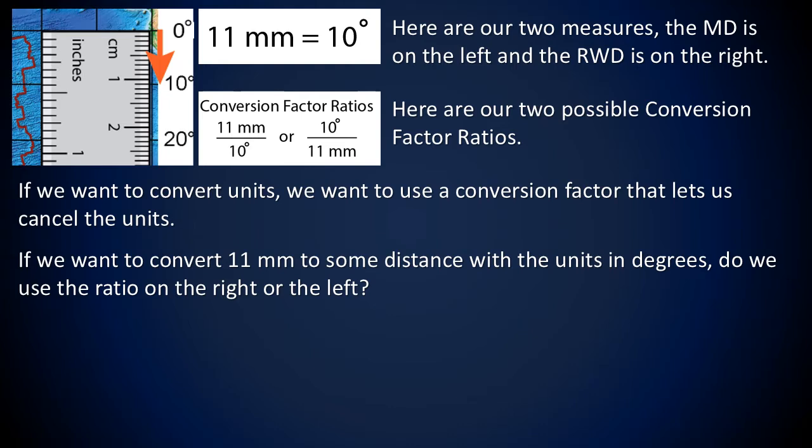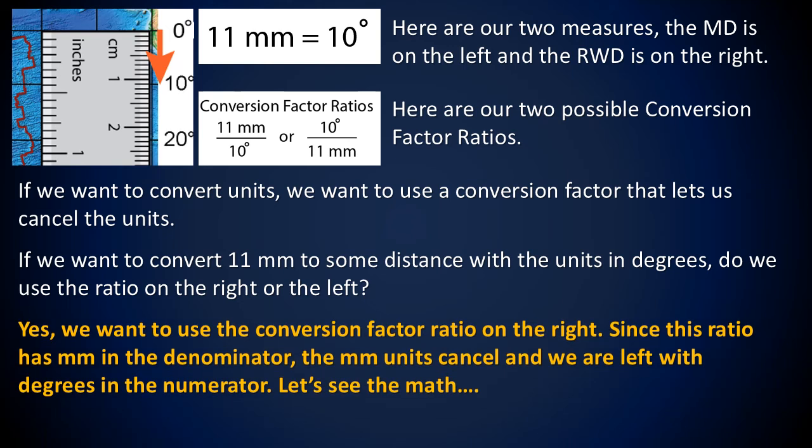If we want to convert 11 millimeters to some distance with the units in degrees, do we use the ratio on the right or the left? Yes, we want to use the conversion factor ratio on the right. Since this ratio has millimeters in the denominator, the millimeters units cancel and we are left with the degrees in the numerator. Let's see the math and apply this.